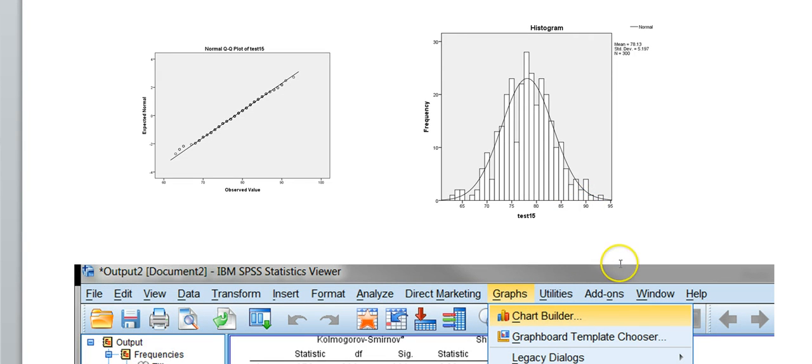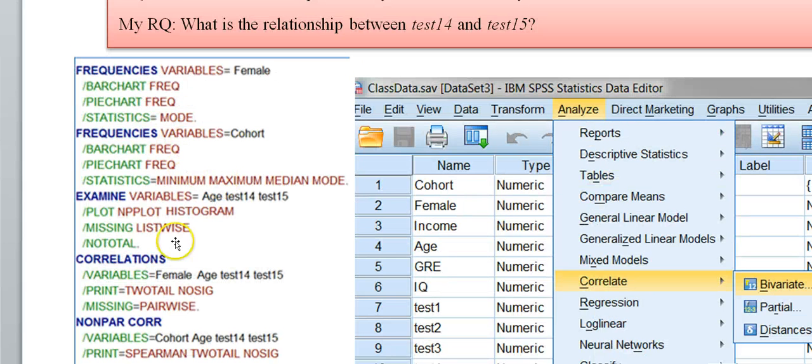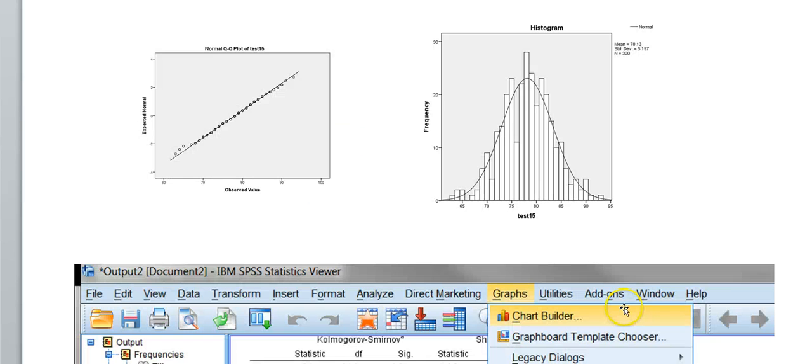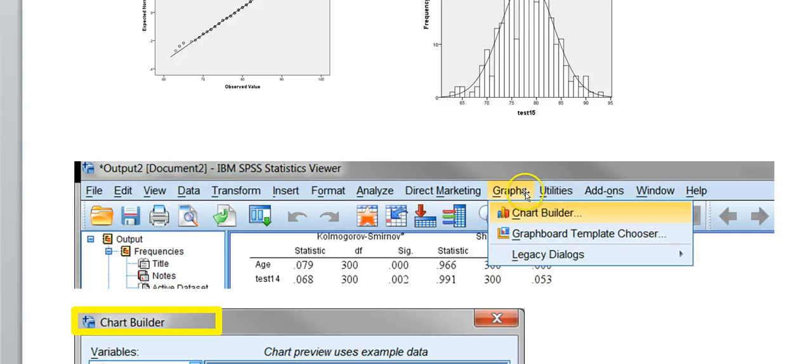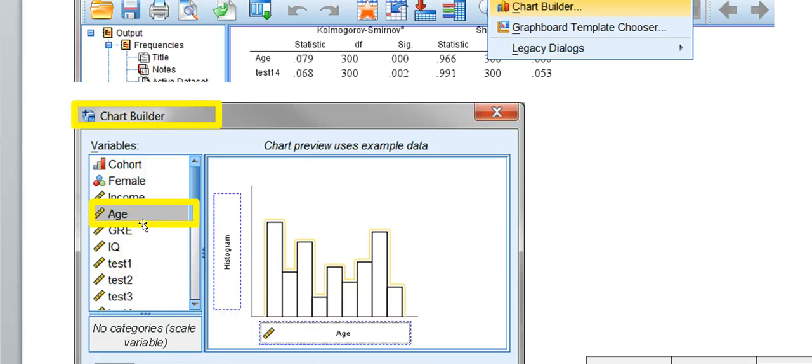And just to remind you how you get these histograms. Now the histogram and the Q plot, you can get them through here within the Examine, the Explore command, NPP plot and histogram. But you can also get them another way that might be useful to you as you're making charts. We usually start with Analyze, but in this case you're going to Graphs, Chart Builder, and then the Chart Builder box will pop up. And if you move age into this box here, you just drag it, then it will build a histogram for you.